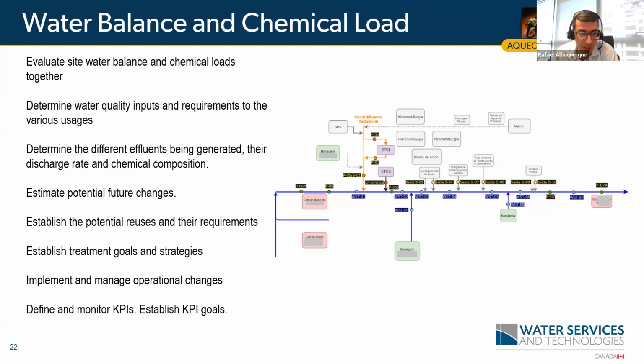Once that mapping is done, we can implement and manage operational changes, but most importantly, define and monitor the KPIs and established indicator goals, right? Because what we want to see is that, okay, now we managed to increase, let's say, 10% of the reuse, right? We need to know this number. We need to see how this is affecting our KPIs, right? How this is helping the mine operation to be in agreement with environmental laws. How is that helping the company as a whole meet their ESG requirements and so forth, right? So proper monitoring and proper reporting is something that is part of all this process, right?